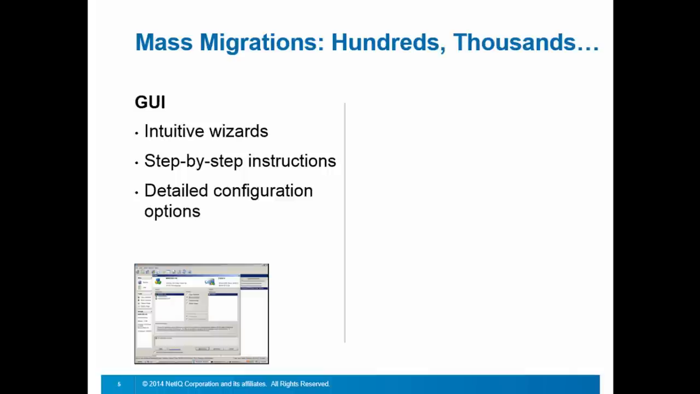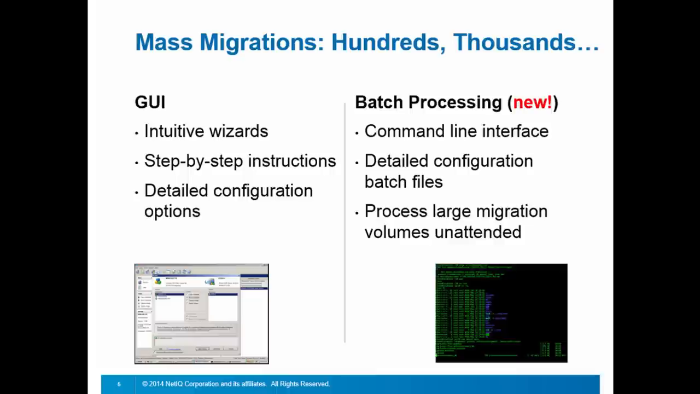Let's talk about mass migrations. PlateSpin Migrate can scale from 1 to 10 migrations, all the way up to thousands of migrations. You can use the GUI to do all your migrations, or you can choose to use our command line interface and script out all your migrations.